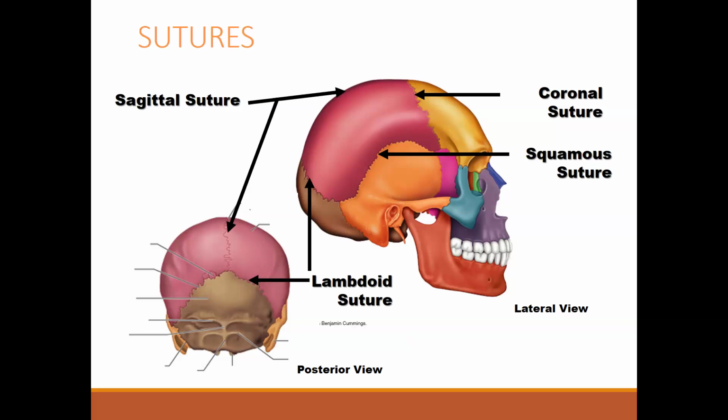Coronal, squamous, lambdoid, and sagittal. Coronal is named because that's the plane that it's in. It's in the coronal plane there. Squamous is named because squamous means flat. This is the flat part of your skull on the side. Lambdoid, that's just a crazy one. That one's in the back. Sagittal, of course, in the same plane. Midline is the sagittal suture right here.